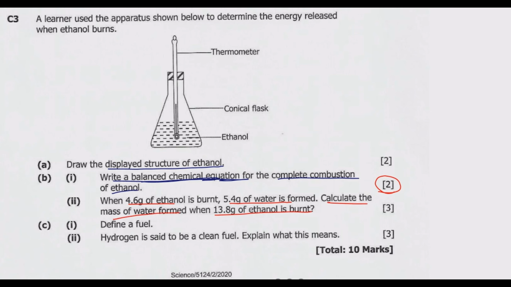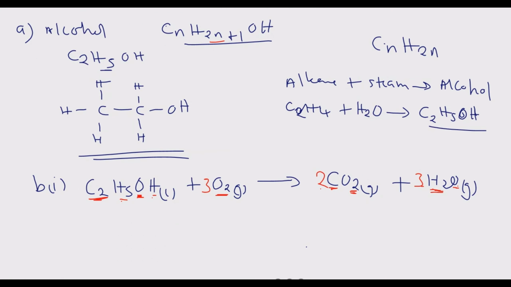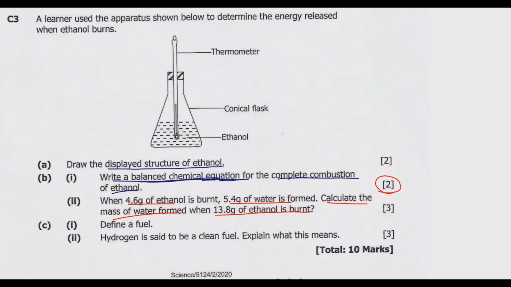That's the question. So there are 2 ways we can answer this question. I'm going to go with the simplest, because this one is straightforward and much easier to deal with. The first one, which is a bit difficult, is for you to know the mole ratio. So this is 3, because here there is a 1, then a 2, then a 3. What it's telling you is, if you burn 1 mole of ethanol, you get 3 moles of water.